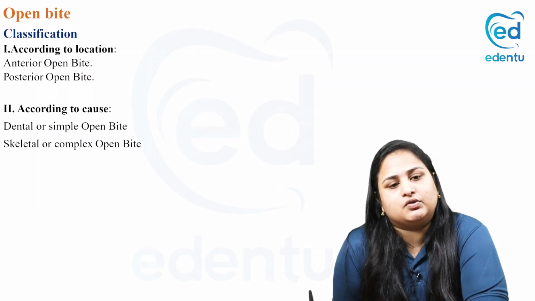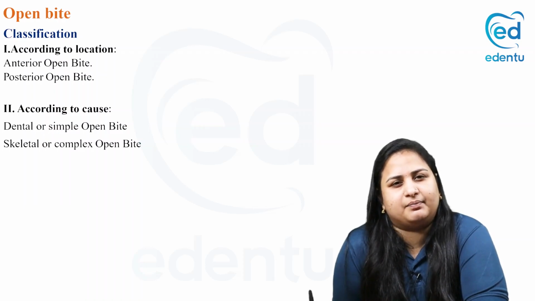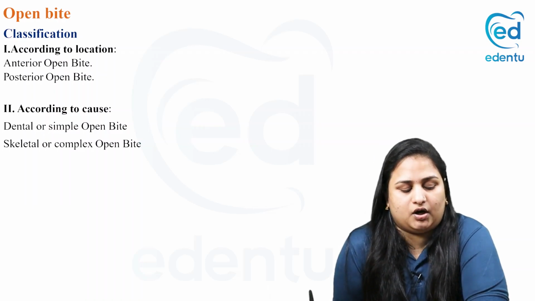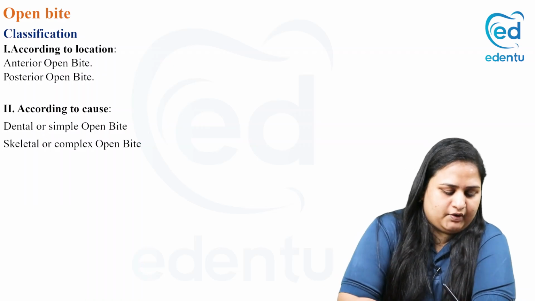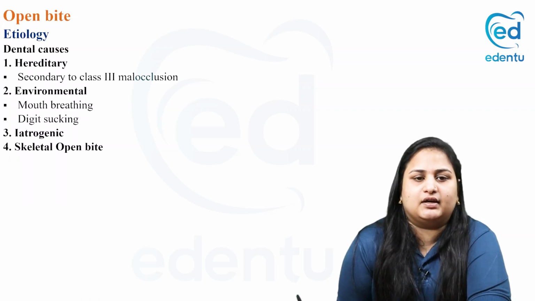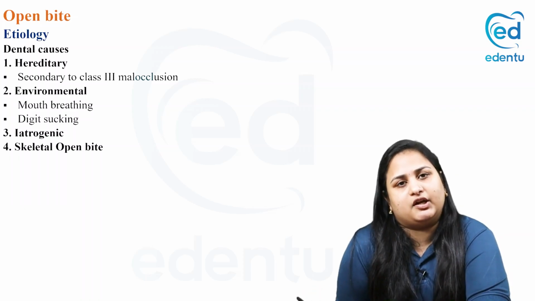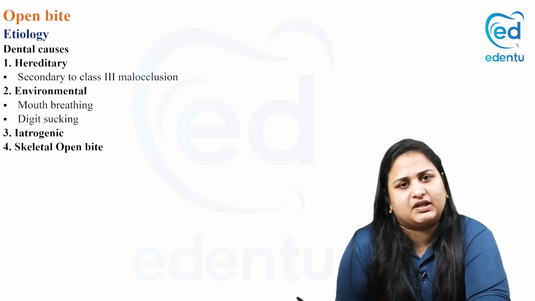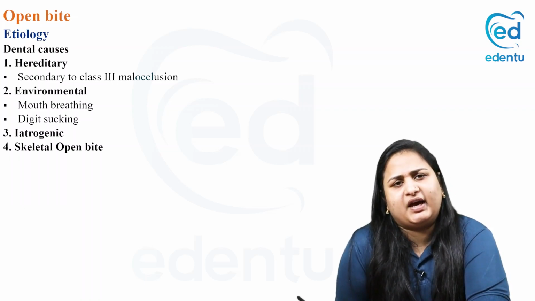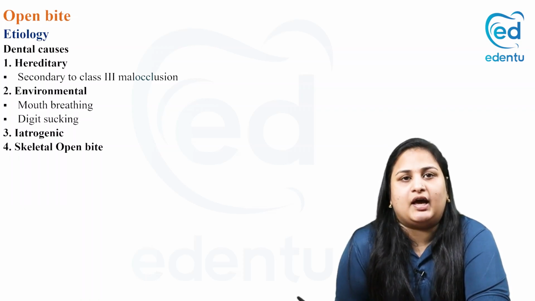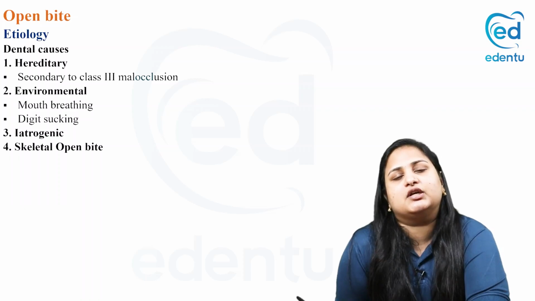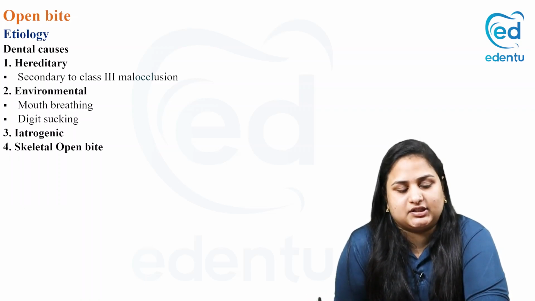open bite, and also in accordance with the cause of it. It can be a simple dental kind of open bite, or it can be a complex or skeletal kind of open bite. Moving on, we have hereditary, in which it occurs due to secondary class 3 malocclusions, and the environmental factors can be pressure habits, which include mouth breathing as well as digit sucking, and also many iatrogenic causes are related to it, along with skeletal open bite. The skeletal open bite has to be a serious concern, and has to be treated with surgical options too.